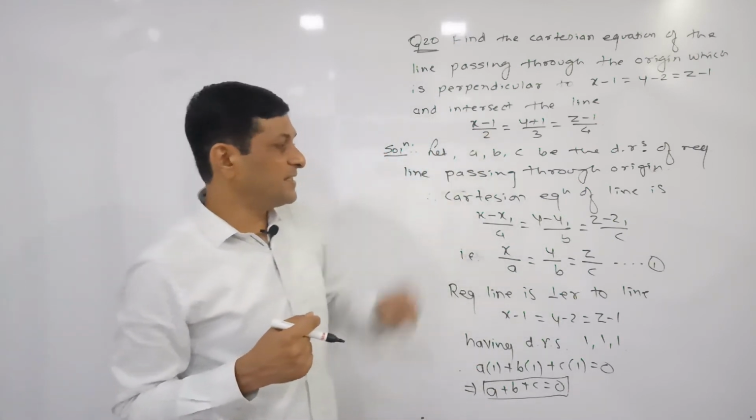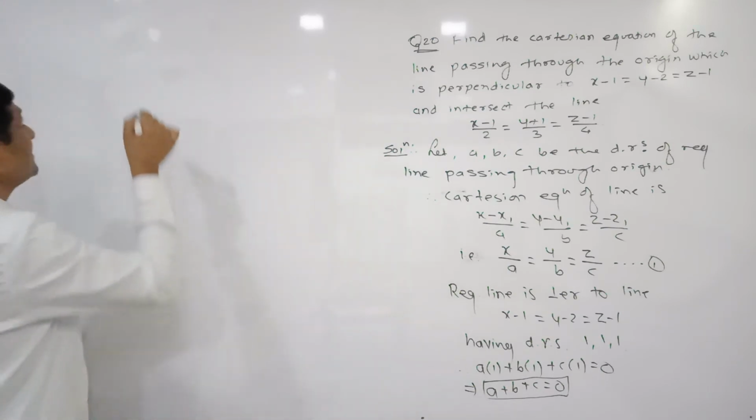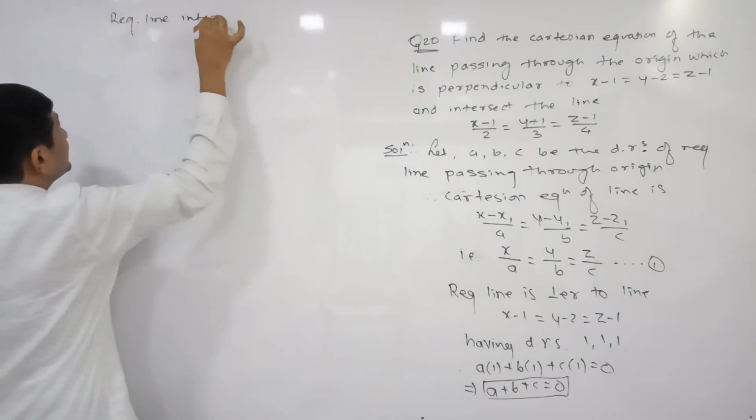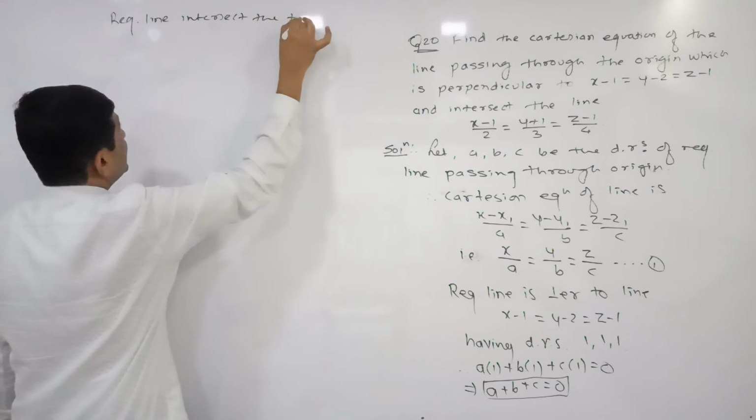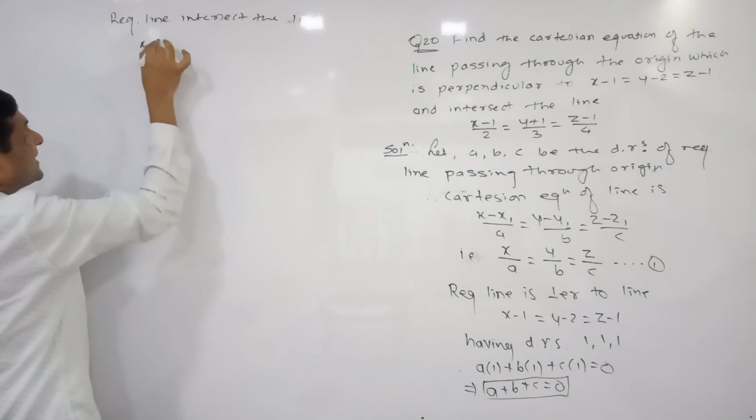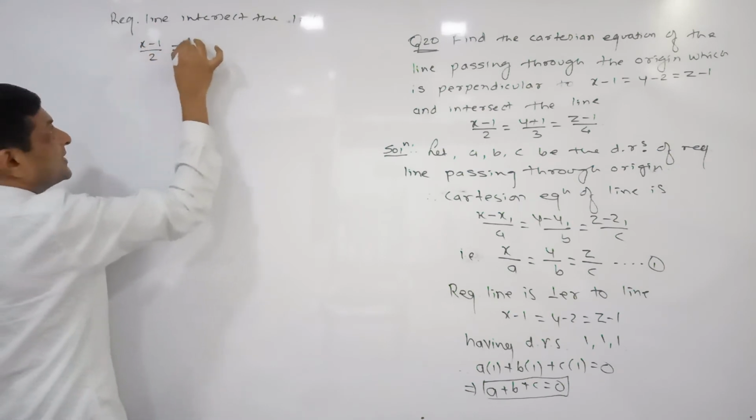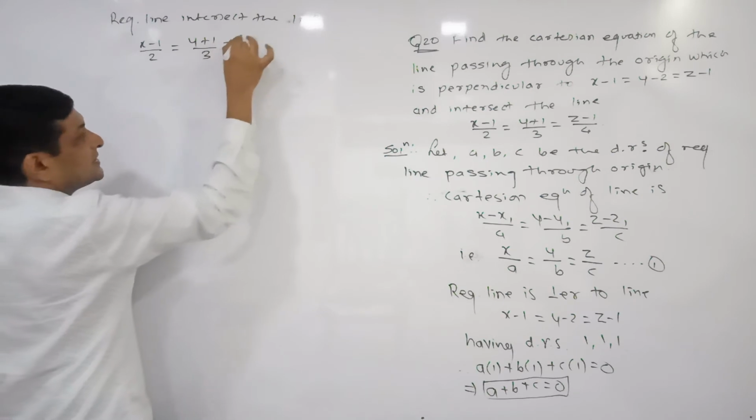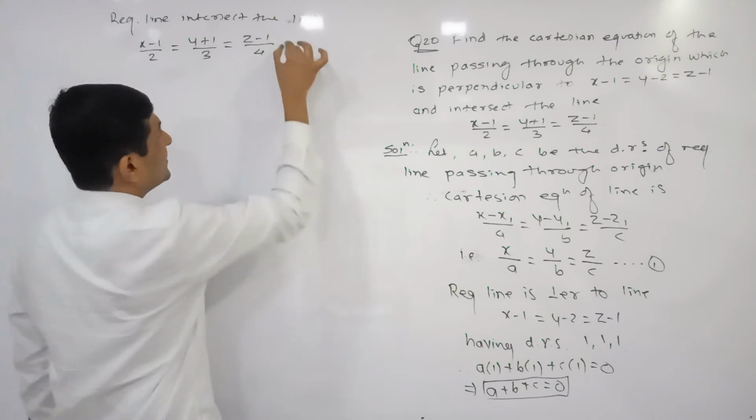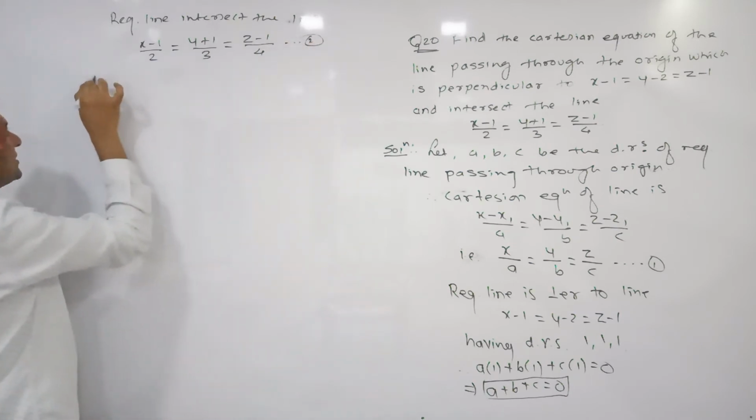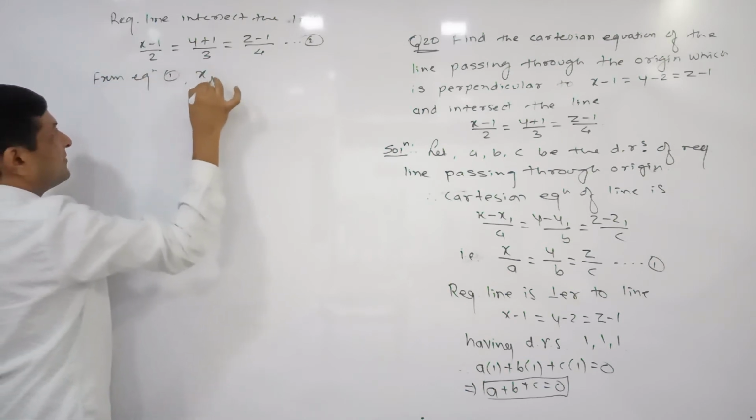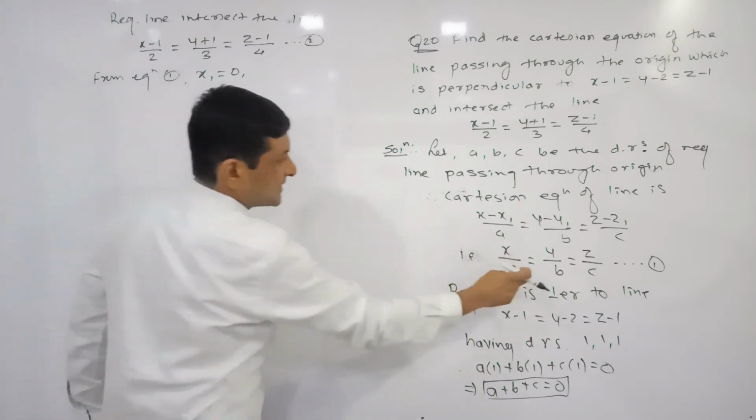So first consider the equation of this line. The required line intersects the line, what is the equation of the line? (x minus 1) upon 2 is equal to (y plus 1) upon 3 is equal to (z minus 1) upon 4. Let us denote this equation by equation number 2. So from equation 1, what is the value of x1? x1 is 0 because this line passes through the origin.